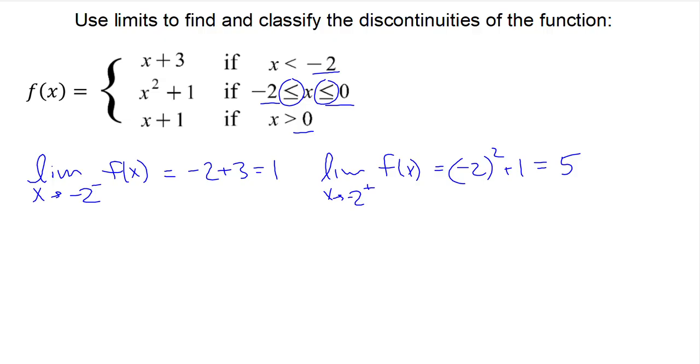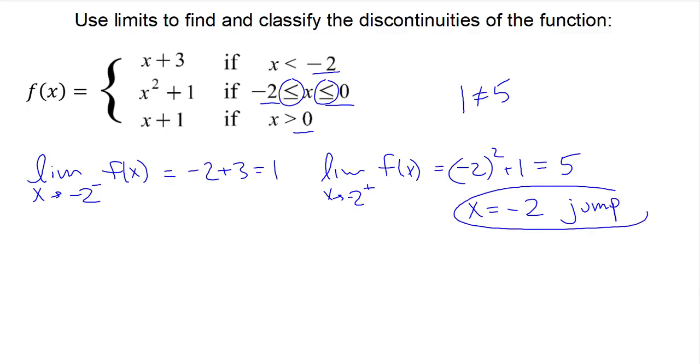And since, of course, 1 does not equal 5, that tells us that the limits don't match up, the limit doesn't exist, and therefore x equals -2 has a jump discontinuity. From the left-hand side, it's approaching 1, and then it jumps up to 5 on the right-hand side.